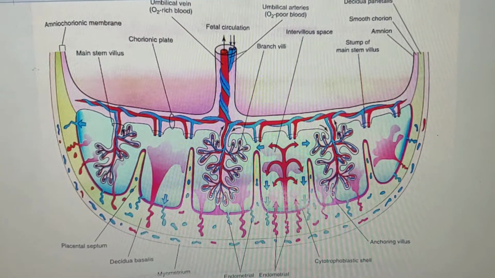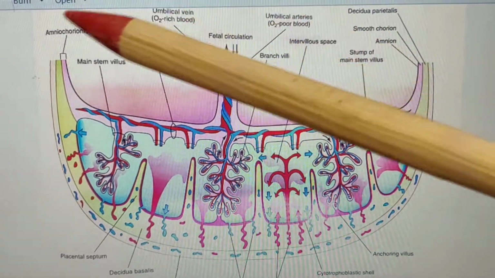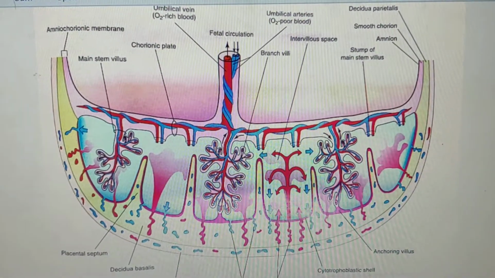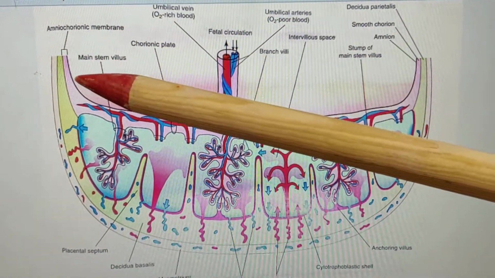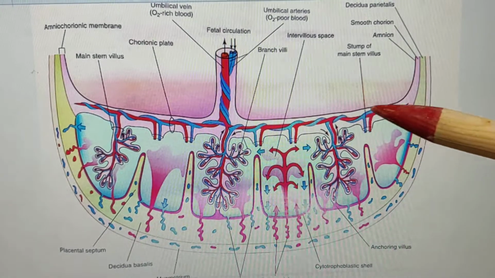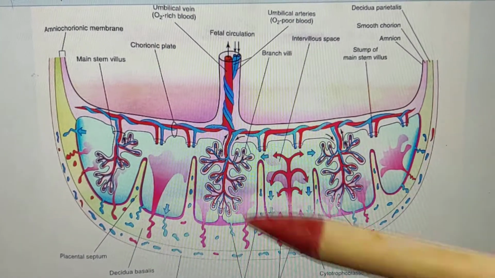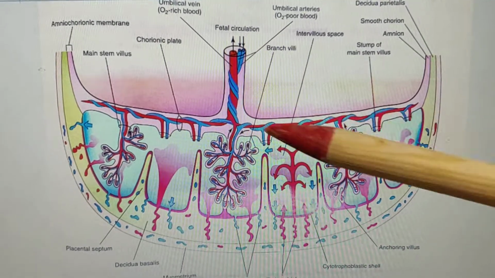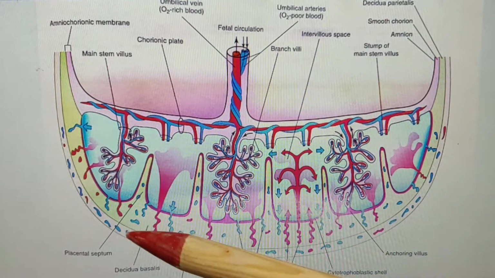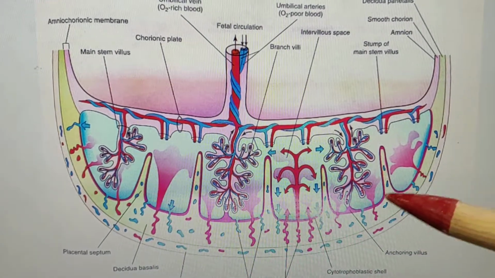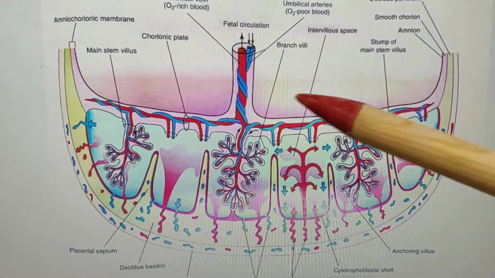Now see this section of the placenta. Now this region we have discussed earlier, it is the chorionic plate, it is the fetal side due to the attachment of the umbilical cord, while this is the mother side, it is known as the basal plate. This is the basal plate and this is the chorionic plate.